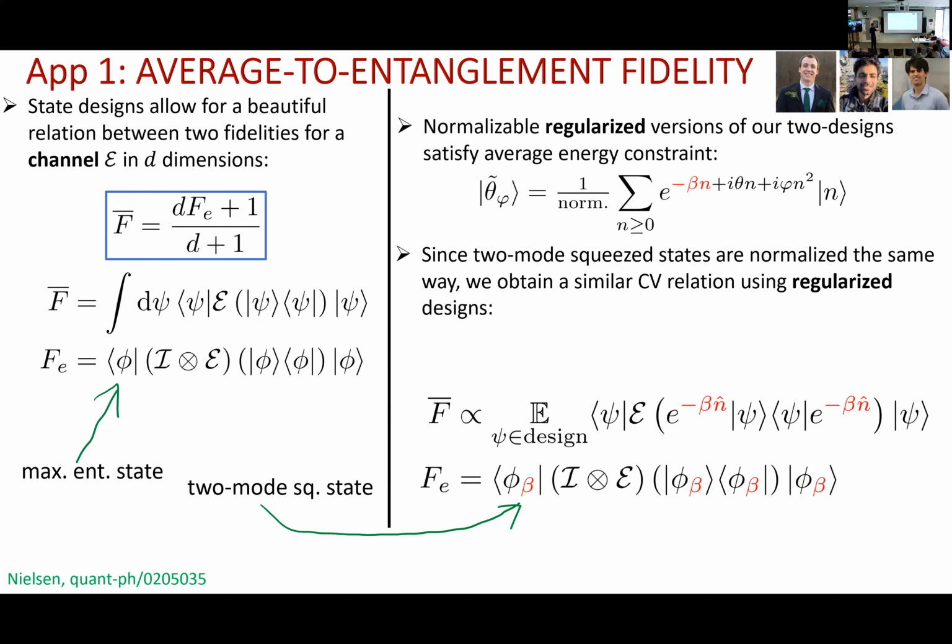We can do this average, and we insert these things to match the beta here, and we get a relation that's very similar to this, except now there's an effective dimension that's not an integer that is dependent on the amount of squeezing you have in this 2-mode squeezed state. Has anyone seen this before? Okay.